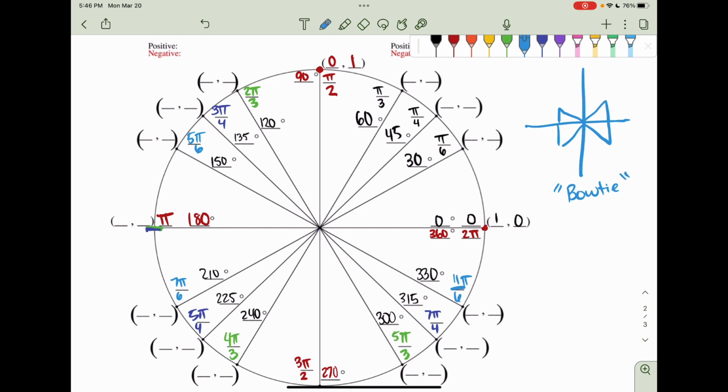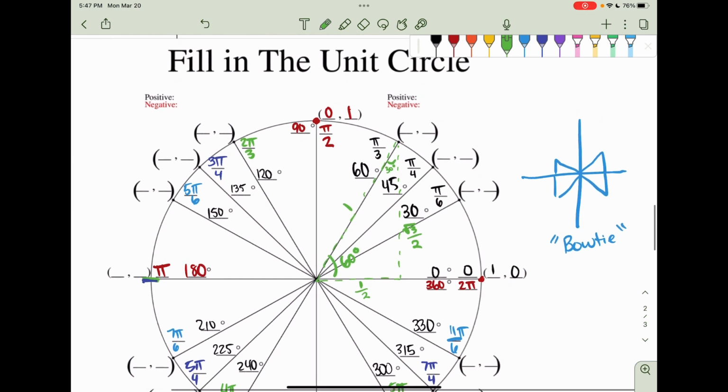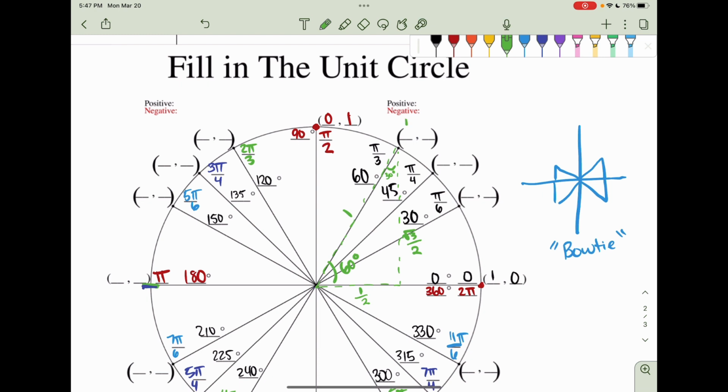For the pi over 3's, we'll start there. We have this special right triangle, this 30, 60, 90. So the angle here is 60 degrees, the angle here is 30 degrees. We know from previous lessons that the short leg of a 30, 60, 90 with a hypotenuse of 1 is equal to 1/2, and the long leg is equal to the square root of 3 over 2. So if cosine is the x's and sines are the y's, then the x value here is 1/2, and the y value here is square root of 3 over 2.